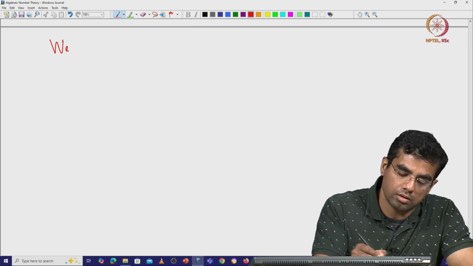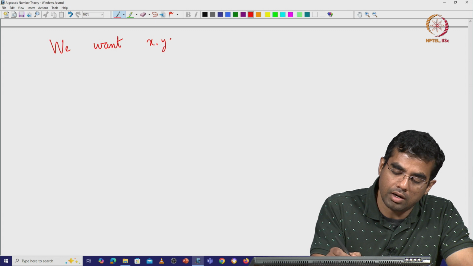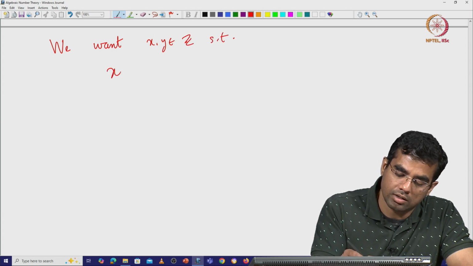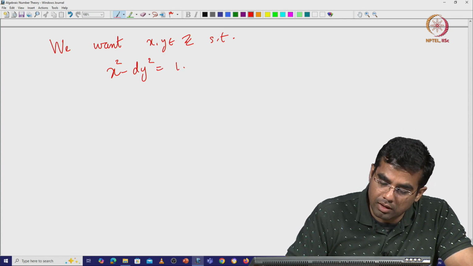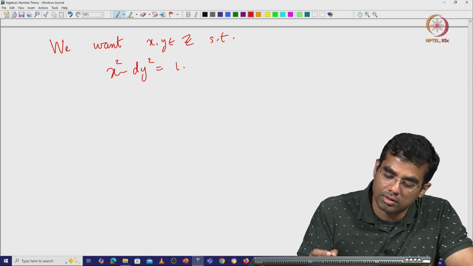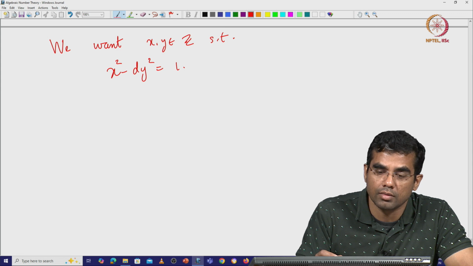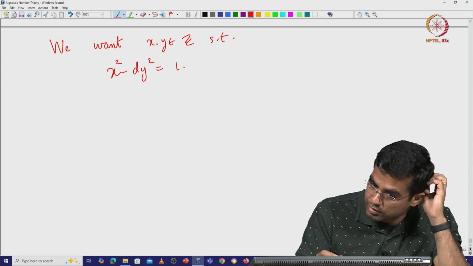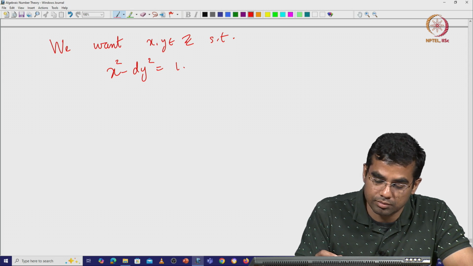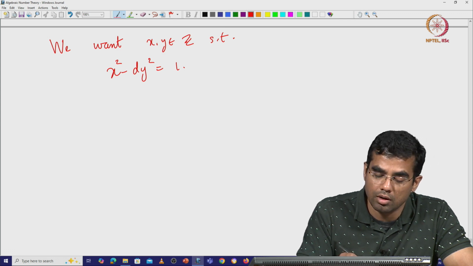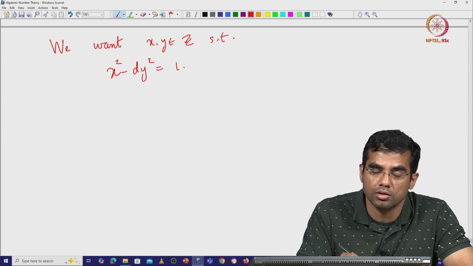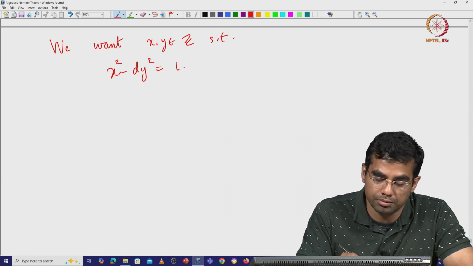So, we want x and y in Z, let us say, such that x squared minus d y squared equals 1. Of course, this will give you a unit, but we also know that the Z basis of O_K depends on what d is modulo 4.